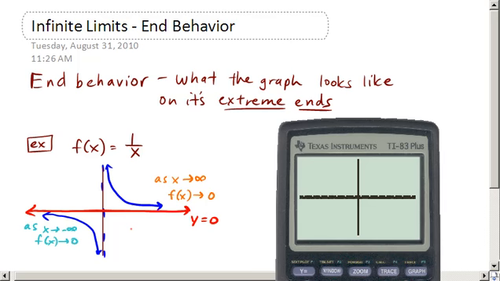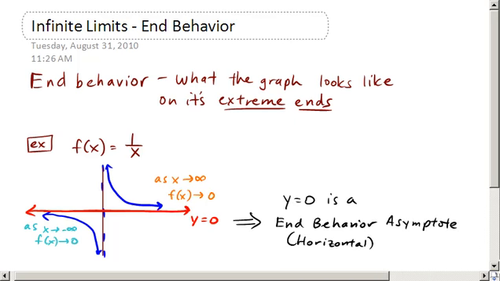So we can conclude then that y equals 0 is an end behavior or horizontal asymptote in this particular case. Keep in mind that an end behavior asymptote doesn't always have to be horizontal, but in this case it is.